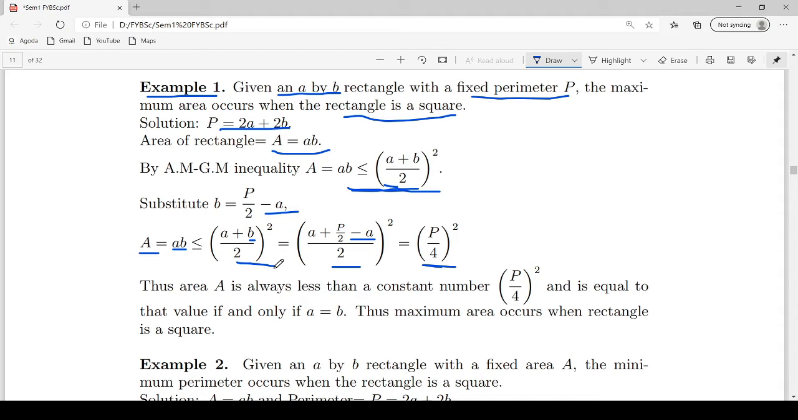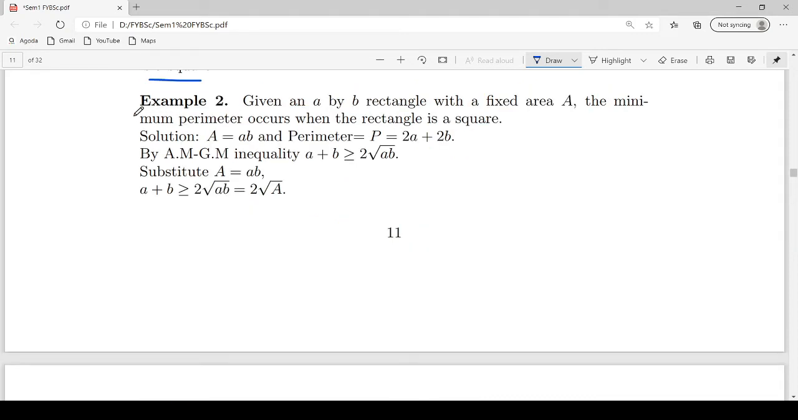And we know from the arithmetic mean and geometric mean inequality that the geometric mean of A and B is equal to the arithmetic mean of A and B if and only if A and B are equal. So this area will attain its maximum value, the square of P/4, if and only if A and B are equal. And if A and B are equal, your rectangle becomes a square. So you have proved that the maximum area of a rectangle with a fixed perimeter P will occur when your rectangle is a square. Let's see the second example.